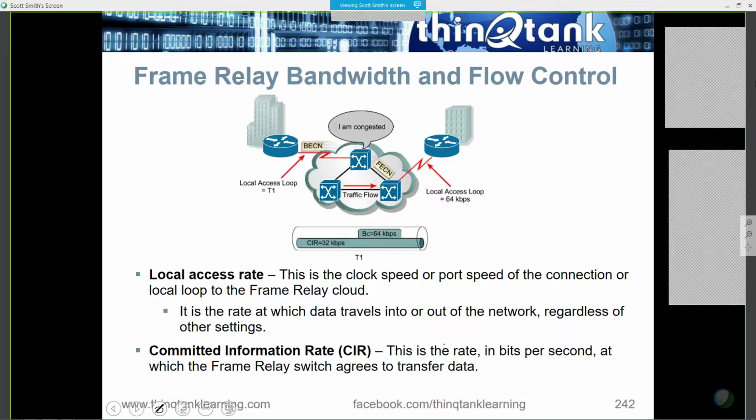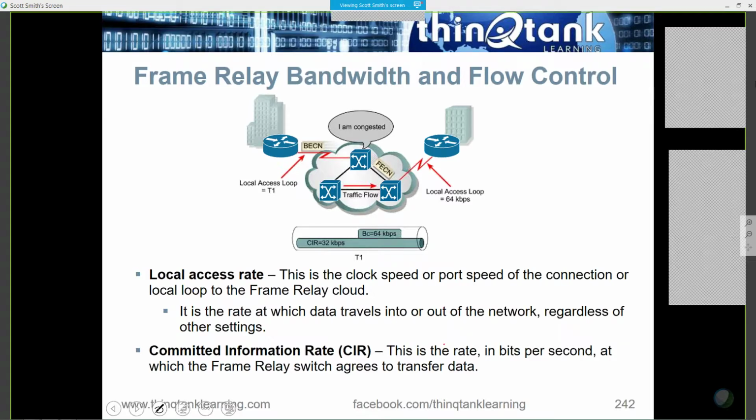We already talked about what committed information rate is. What is local access rate? It's something you definitely have to consider when you're dealing with frame relay. Local access rate as opposed to committed information rate. The rate between you and the beginning of the cloud is your local access rate, which is a physical circuit. And then the rate in the cloud is your committed information rate, right?